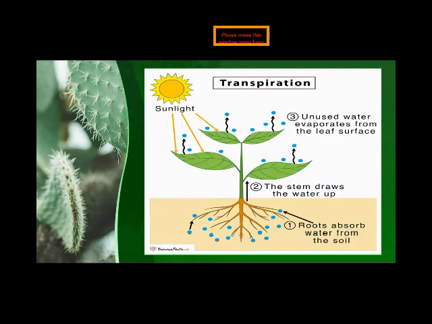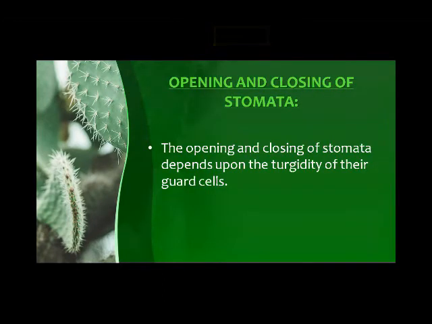That's why we should understand the structure and mechanism of opening and closing of stomata. So let's start. What is the main purpose of this opening and closing of stomata in plants, and why is it so important? Now let's start first. The opening and closing of stomata depends upon the turgidity of their guard cells. What does turgidity mean? Turgidity means the tightness and stressed condition of the cell.